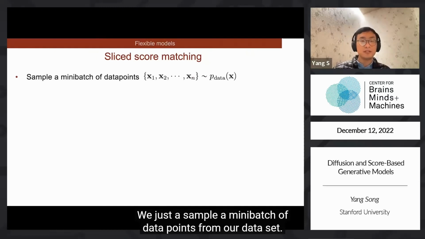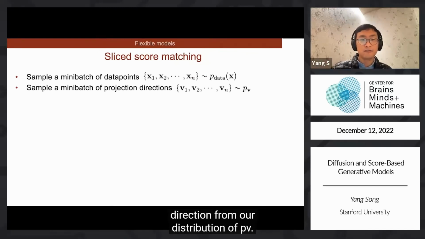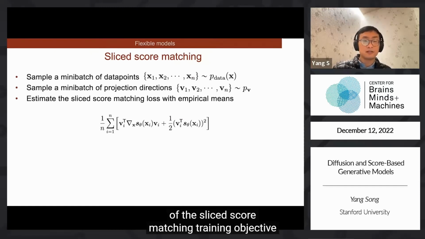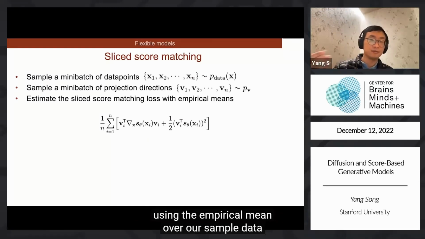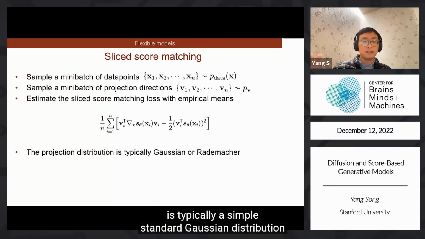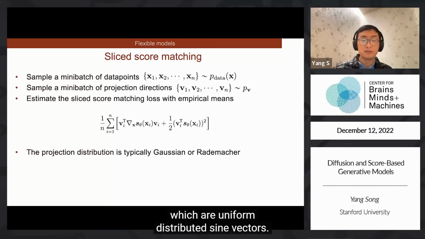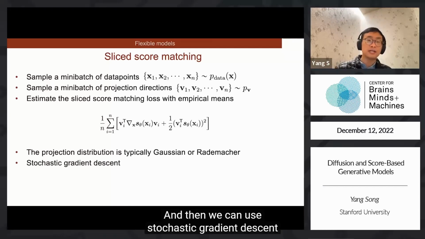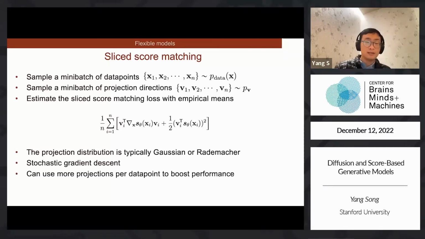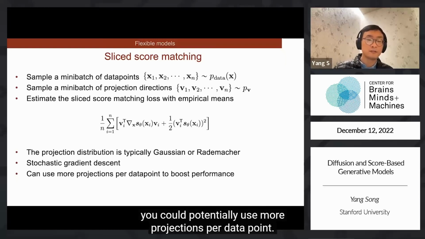This is how sliced score matching works in practice. We just sample a mini-batch of data points from our dataset. For each data point, we sample one single projection direction from our distribution p_v. Then we form the empirical estimate of the sliced score matching training objective using the empirical mean over our sampled data points and those projection directions. The projection distribution p_v is typically a simple standard Gaussian distribution, or sometimes better, you can use Rademacher distributions, which are uniformly distributed sign vectors. Then we can use stochastic gradient descent to minimize our empirical objective for sliced score matching. And if you want better performance, or equivalently lower variance of our training objective, you could potentially use more projections per data point.